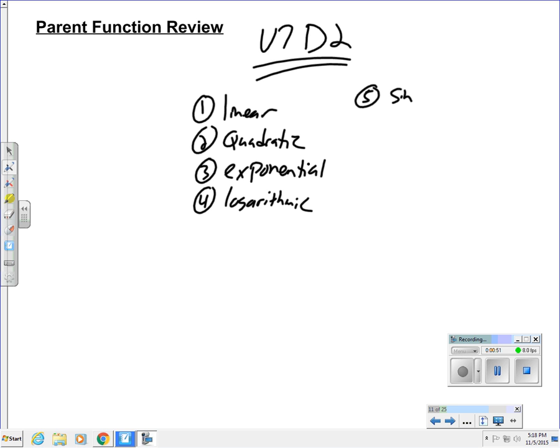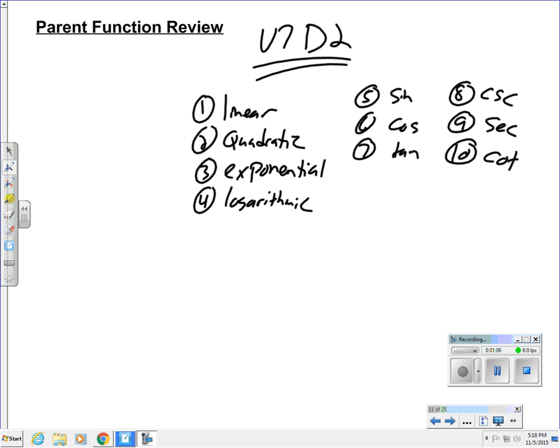We did sine, cosine, and tangent, and the reciprocal functions, cosecant, secant, and cotangent. So I just want to go through so you have these all in one place, all different shapes for the graph, domain and range, different properties of the function, and when there are transformations, where those go in the function.